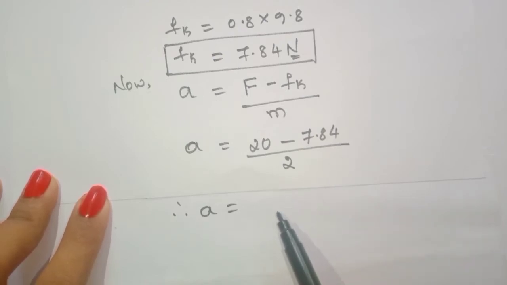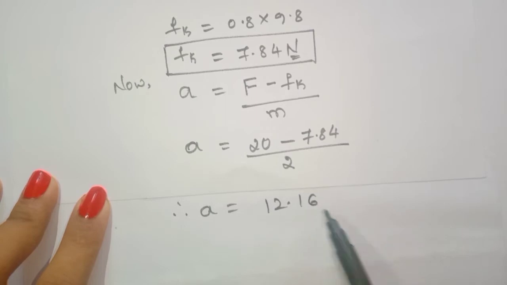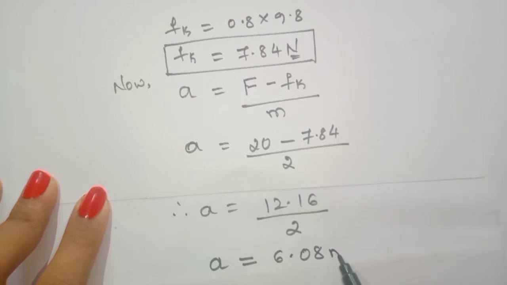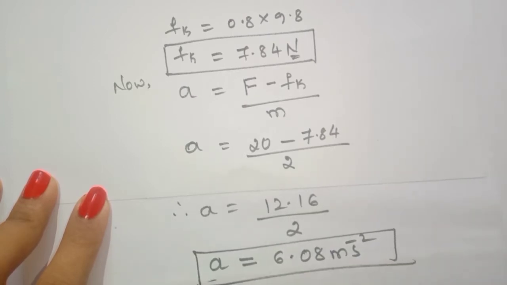What is 20 minus 7.84? Which is 12.16 divided by 2. Now we will divide 12.16 by 2. If we divide, what do we get? A is equal to 6.08 meter per second square. Is it clear? So this is the acceleration which we needed to calculate, and we have got the answer. So now we will go to the next problem.